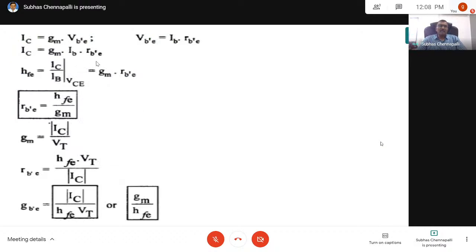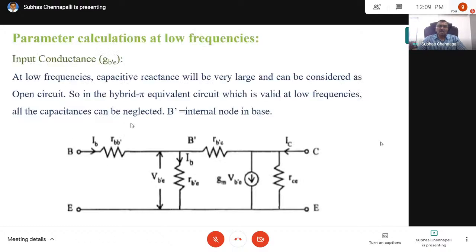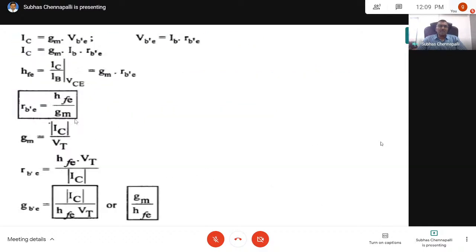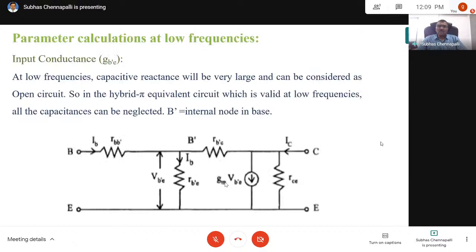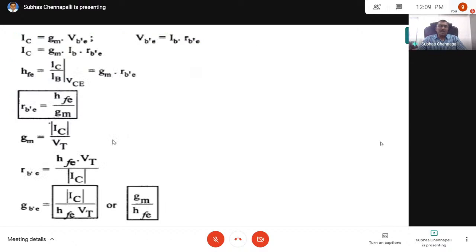So finally, HFE is defined like IC by IB. Replace that by B dash E, and we get HFE by GM. So this is the formula. We are linking pi parameters with H parameters, and this is the source. This is the GM value. That formula we subsequently see also.